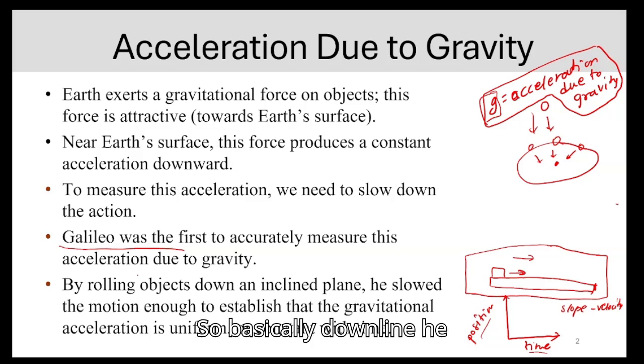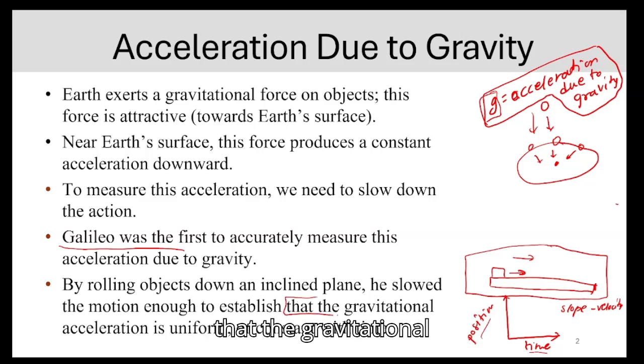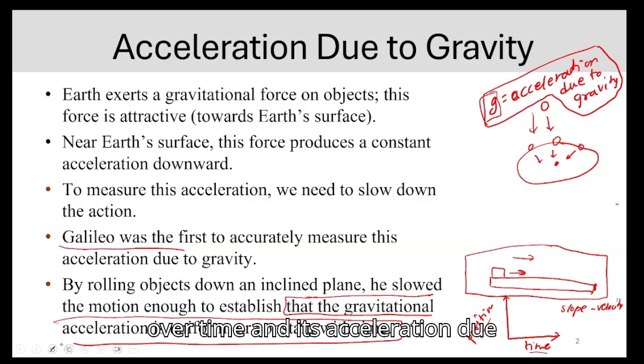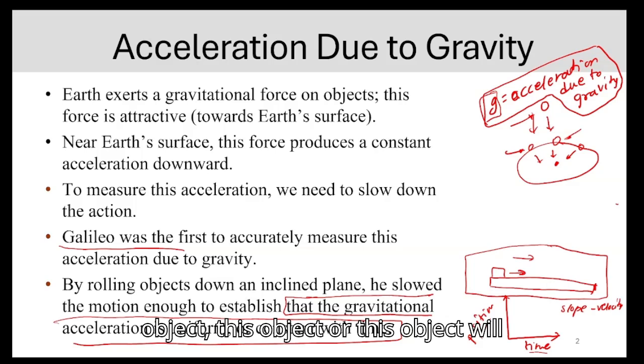Basically, he slowed the motion enough to establish that the gravitational acceleration is uniform over time, and the acceleration due to gravity is the same regardless of the size of the object. So the acceleration for this object or this object will be the same regardless of their size.